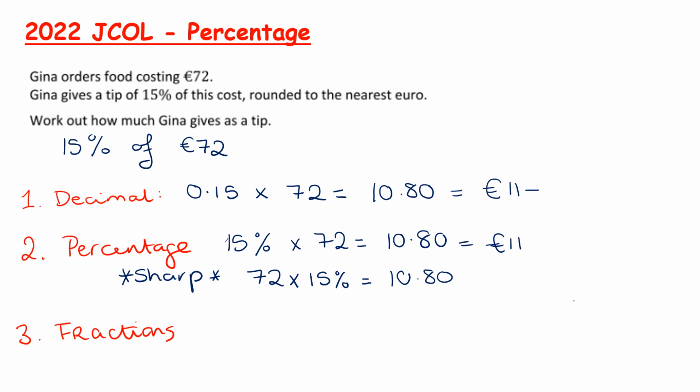And the first step is to take your percentage, put it over 100 and then multiply by the number we want to find a percentage of. And again, we get 1080.